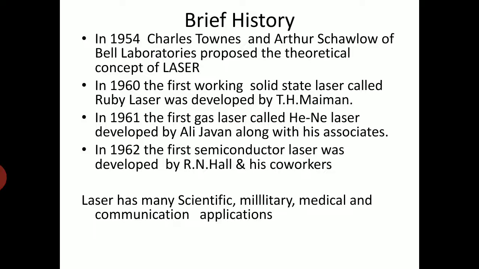Now let us come to the brief history, how exactly the laser was developed. In 1954, Charles Townes and Arthur Schawlow of Bell Laboratories proposed the theoretical concept for the laser. First, the theoretical concept was developed. Next, in the year 1960, the first working solid state laser, called the Ruby laser, was developed by Maiman. Next year, in 1961, the first gas laser was developed, called the helium neon laser. It was developed by Ali Javan and his co-workers.